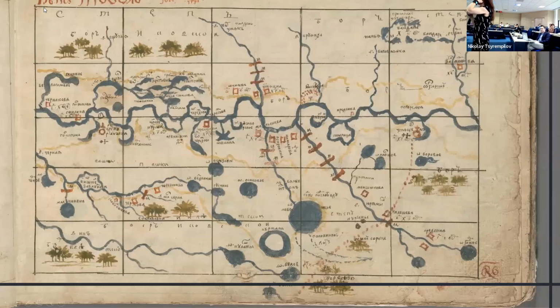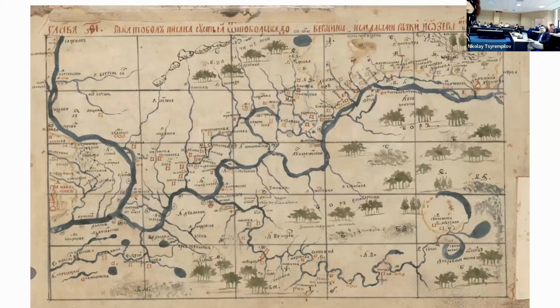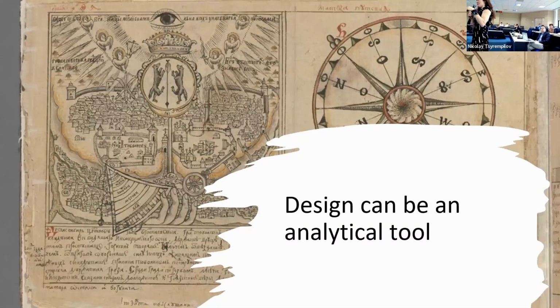So this is one of the things that I'm working on. We can skip this one. It's just another example. So these are more examples just to give you a flavor for the map. So design can be a tool. So when I ask myself this question, how can I take this atlas and create data from it?